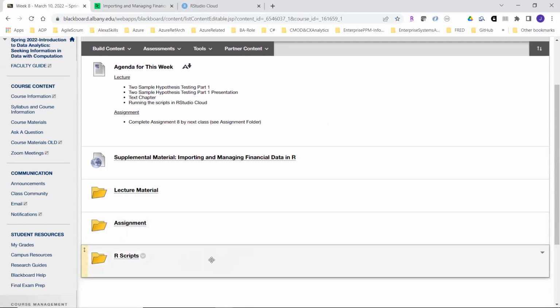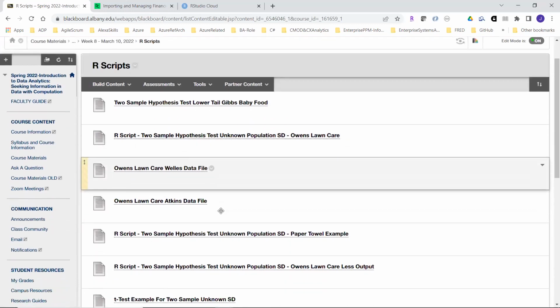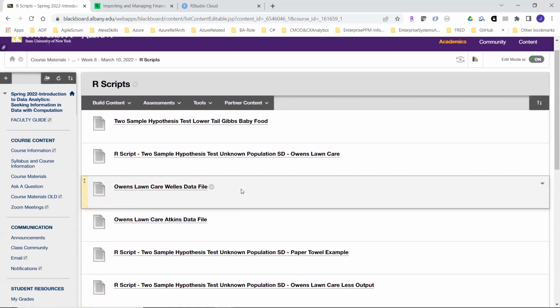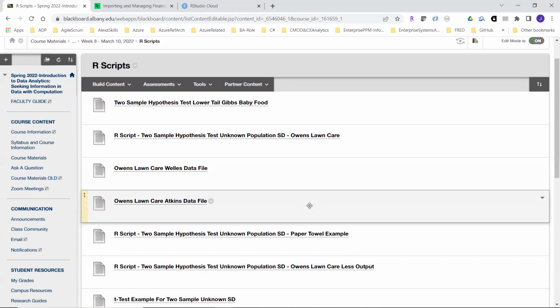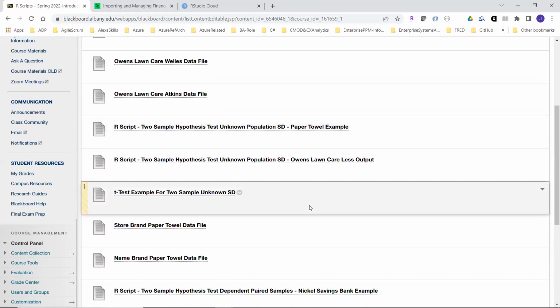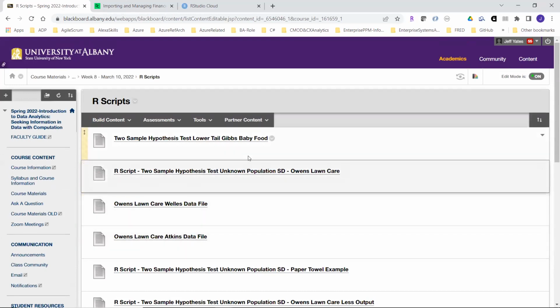Just like all our other chapters, we have our lecture, we have an assignment, and we have our scripts for this. I should be able to get to at least some of these R scripts today. These R scripts are going to model some of the problems that are in the presentation material tonight. We might get to the fourth one, I'm not sure, but we're definitely going to look at three anyway.